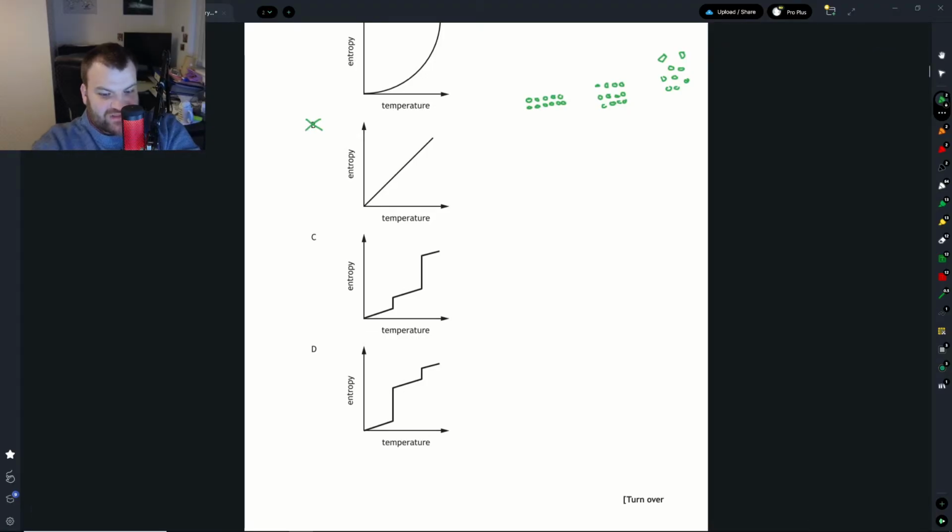Of the 3 states, the gas is a lot more disordered than the solids and liquids. We want a big jump going from liquid to gas. We're starting off here as our solid, turning into a liquid as we increase temperature, and then we get to gas here. Biggest jump is between liquid and gas for C, and that one's going to be my correct answer.